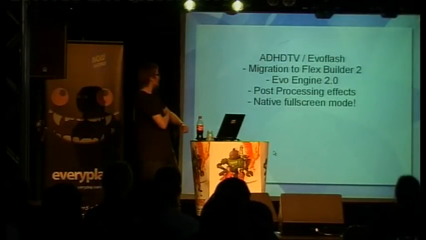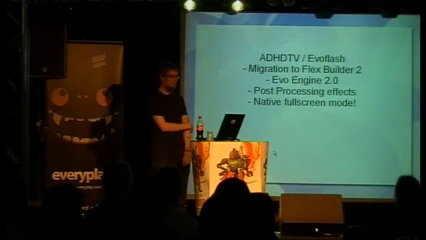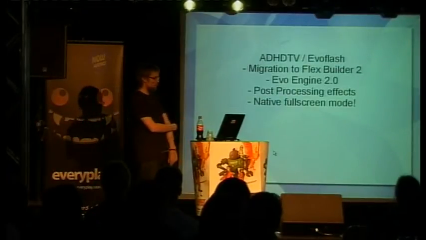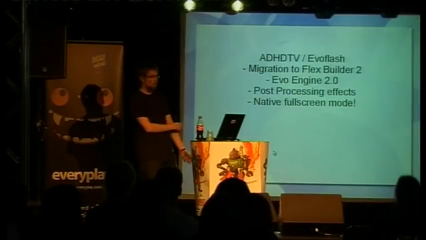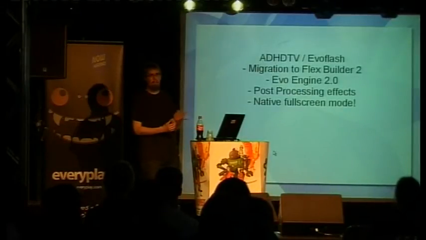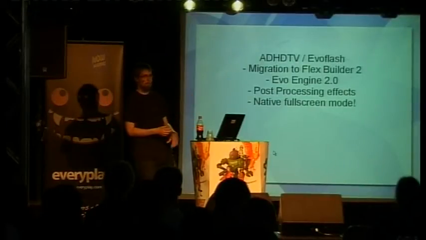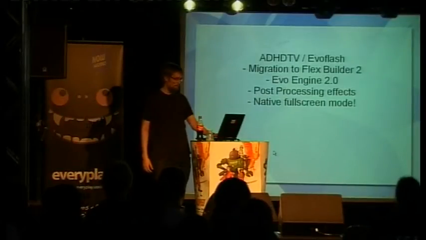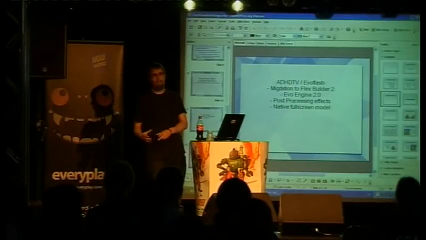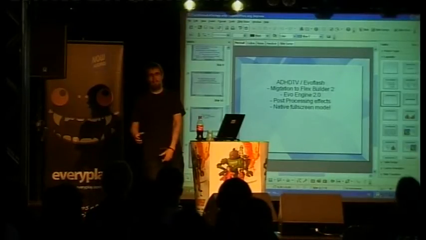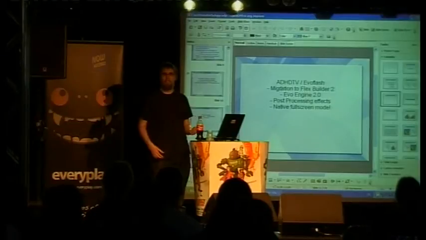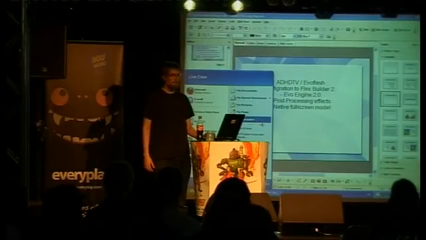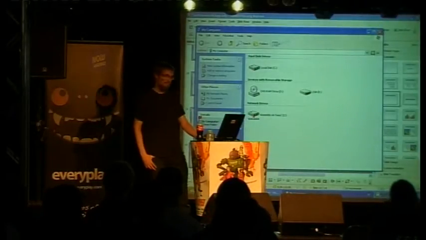Then ADHD TV, a really hard name to pronounce in English. It's easier in Finnish. We changed to Flex Builder 2.0 with this, and rewrote the Evo Engine 2.0. Actually, it was written for Flint, but it was optimized for ADHD TV. And we finally got full screen mode, which was really great, because we could just render something in 600 by 300 and then scale it natively to full screen. Nobody knew the difference. In ADHD TV, I think some of the effects are as low as 200 by 100. And they start to show.